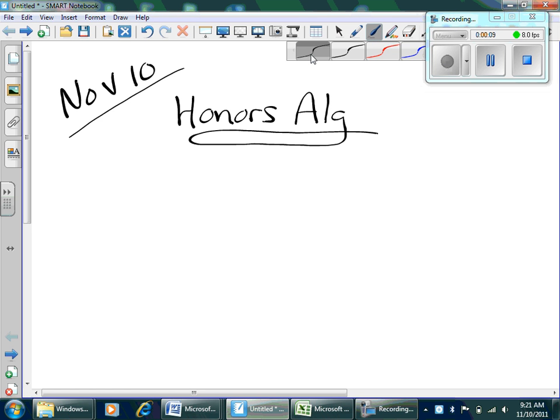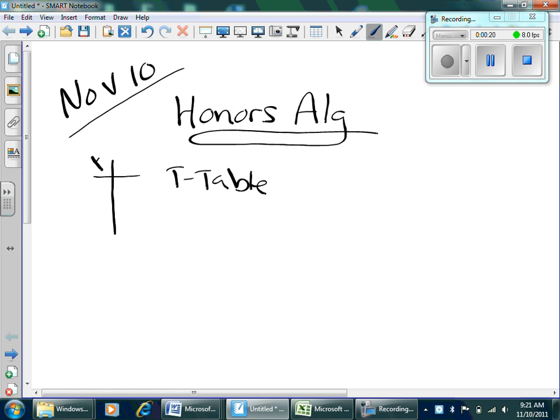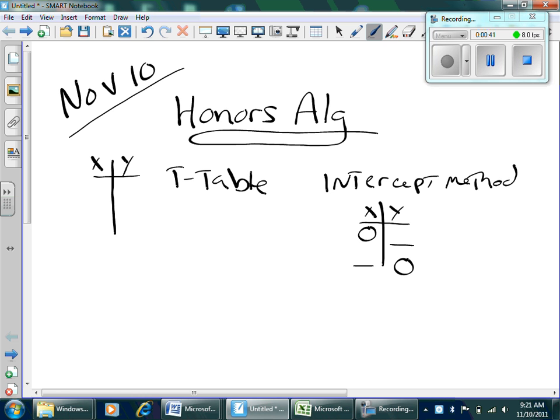Today's lesson should be pretty simple. We're going to quickly mention that we know how to graph using a t-table, where we could plug some values for x and y into an equation and get their answers out. We also use a t-table when we're doing the intercept method. That's where in our t-table, we plug 0 in for x, get out a y value. We plug 0 in for y, get out an x value. And then we can draw our line. We can actually figure out our slope that way too.